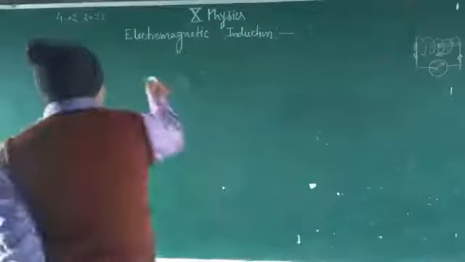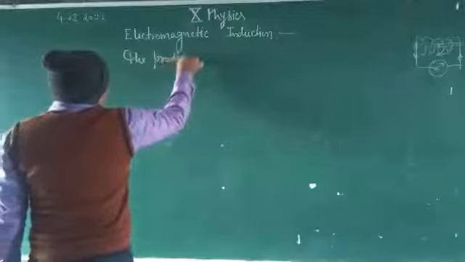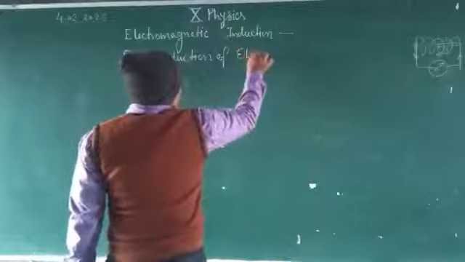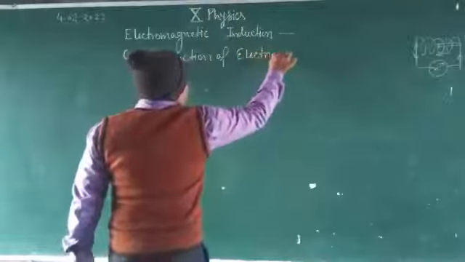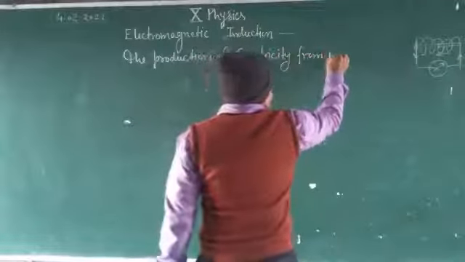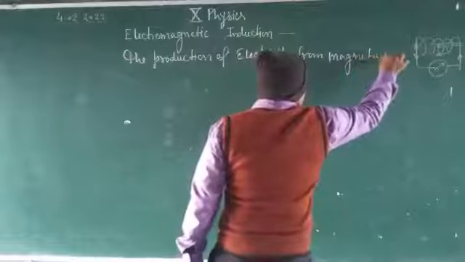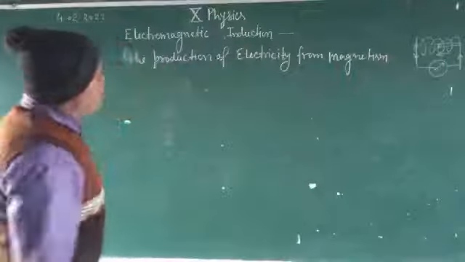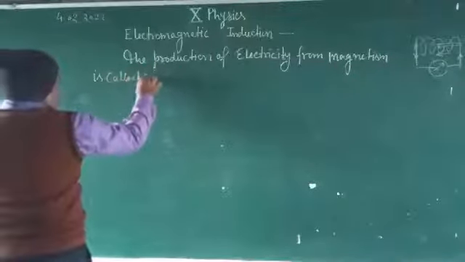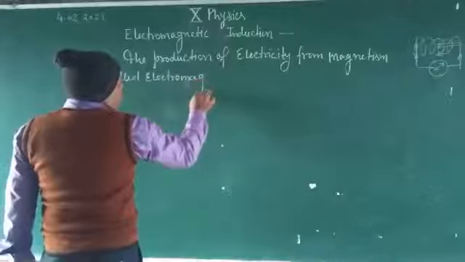The production of electricity from magnetism is called electromagnetic induction. Electromagnetic induction.